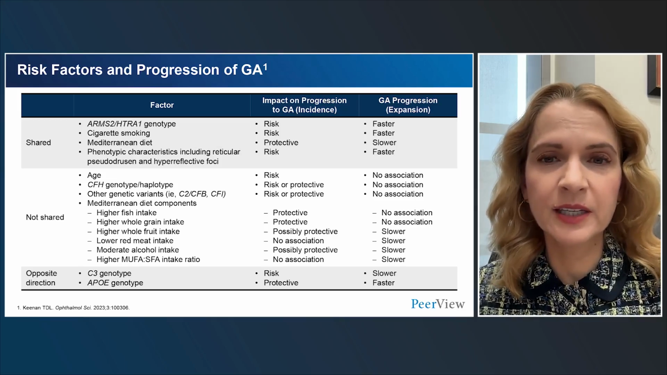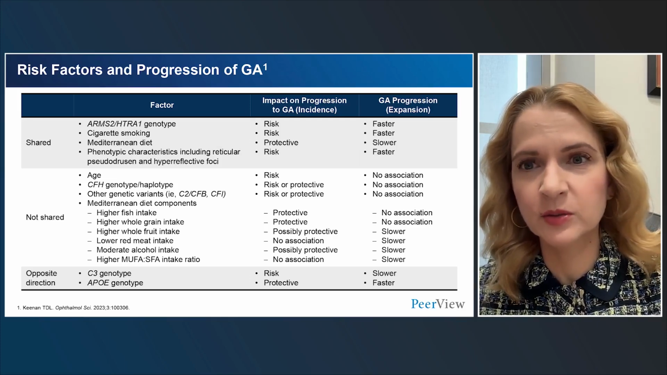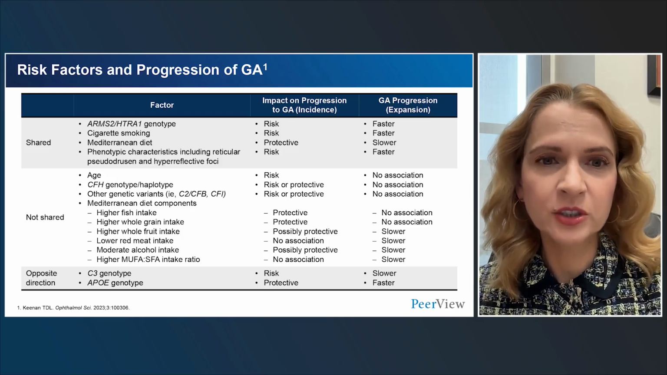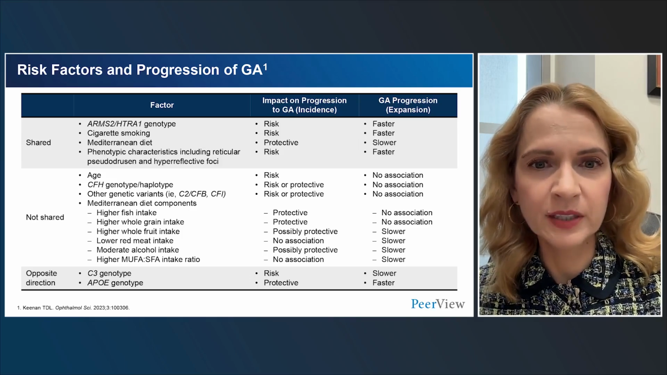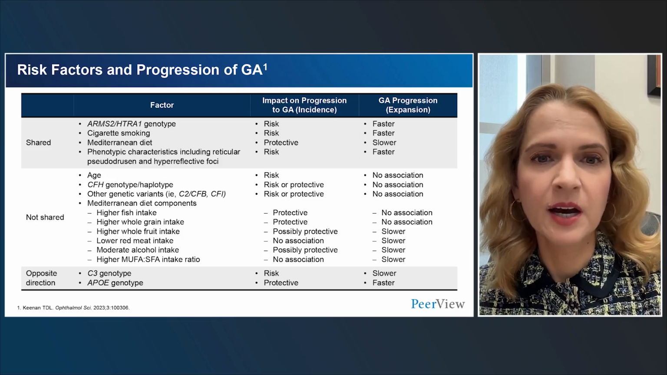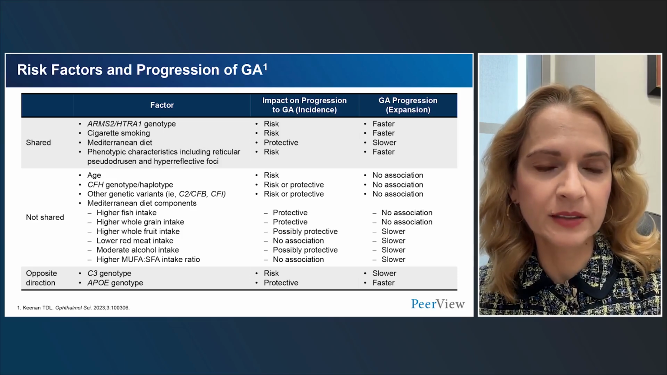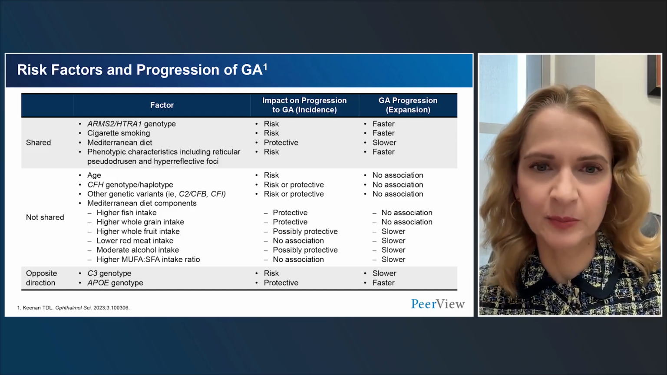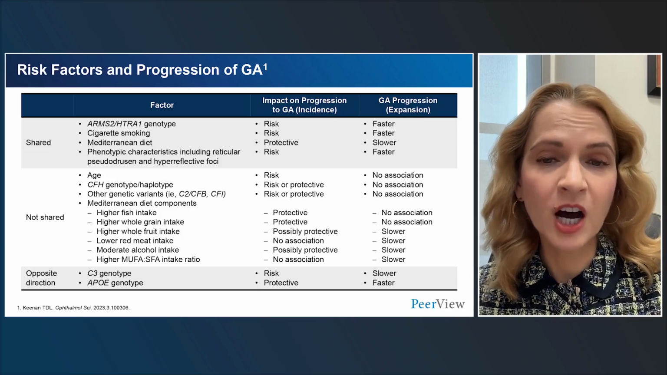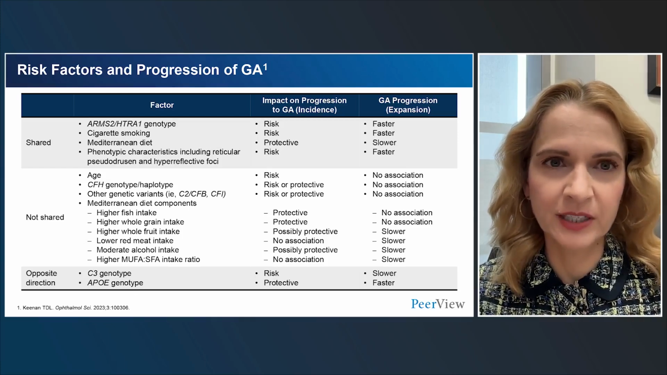And you can see here that these mainly put you at risk with the exception of Mediterranean diet that is protective and slows down GA expansion. Not shared risk factors are age, CFH genotype, and other genetic variants, and Mediterranean diet components that are listed here. Higher fish intake, higher whole grain intake, whole food intake, lower red meat intake, moderate alcohol, and higher ratio of good fats to bad fats, and these are protective. In the opposite direction of protection, there are the C3 genotype and the ApoE genotype that lead to slower progression of geographic atrophy.